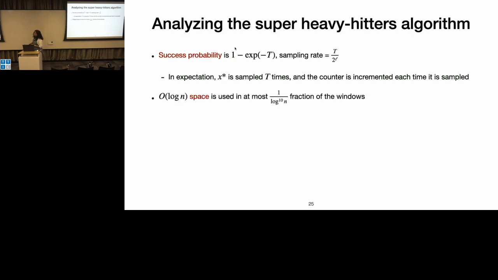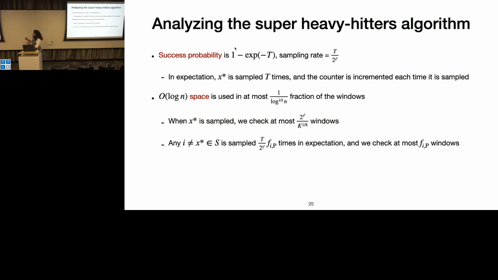Why is this algorithm using only log n space? So when the heavy hitter is sampled, each time it's sampled, I'm only checking it for 2 to the L over some polylog fraction of the windows. Whenever a non-heavy element is sampled, first of all, it is sampled, so this is the sampling rate. This is the frequency of the element in that node. So this is the number of times you would expect the element to be sampled. Anytime an element is sampled, we are only going to look into at most the frequency many windows, because it won't occur beyond that.